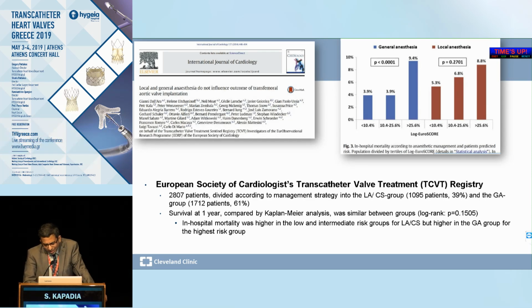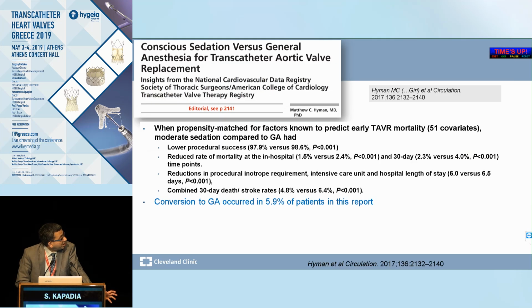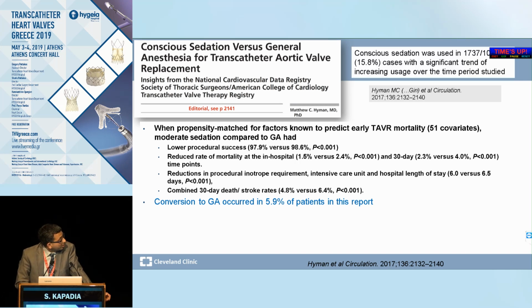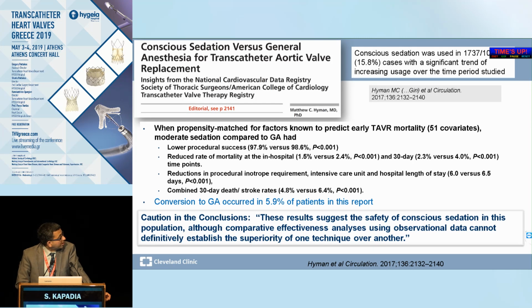There is a lot of data. Now data are very hard to analyze, but just to say that there is no randomized data to analyze all these different things that I just mentioned. You can say that either of these approaches are reasonable, and I put some of the ideas there. Conversion to general anesthesia in the world is 6%. We don't have anything like that. Again, the conclusion is that it is up to your institution how you handle it.